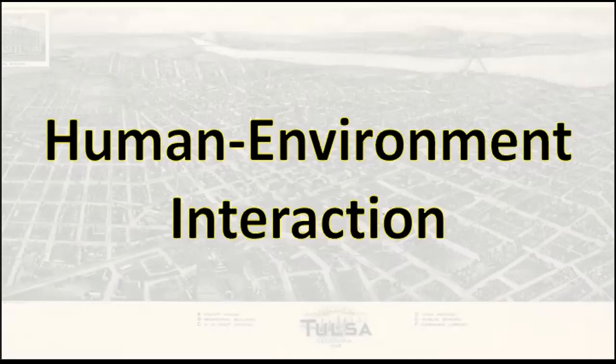So one example of human environment interaction is the onset of earthquakes in Oklahoma. Oklahoma's oil and gas resources have driven the state's economic development for over a century. However, the underground wastewater injection from oil and gas production has been linked to increased seismic activity, which has resulted in property damage for many Oklahomans. Can you think of any other examples? Type them in the chat.